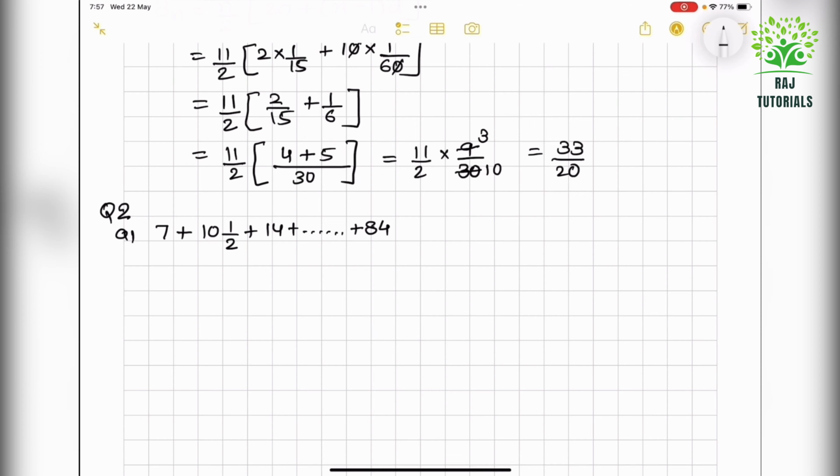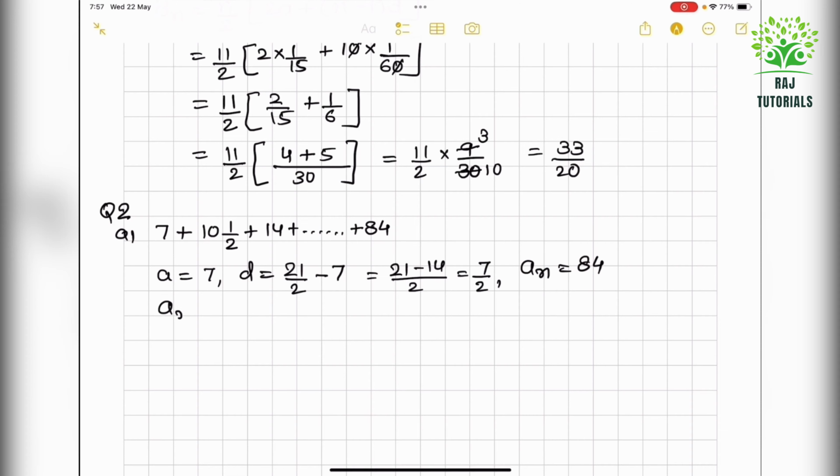Now we don't know which is the nth term. So because for Sn we will need the nth term. So to get that, see, a simple method we can use. A equal to 7, D equal to 10 1/2 minus 7, that is 21 upon 2 minus 7. So that will be 21 minus 14 by 2, so 7 by 2, and an equal to 84.